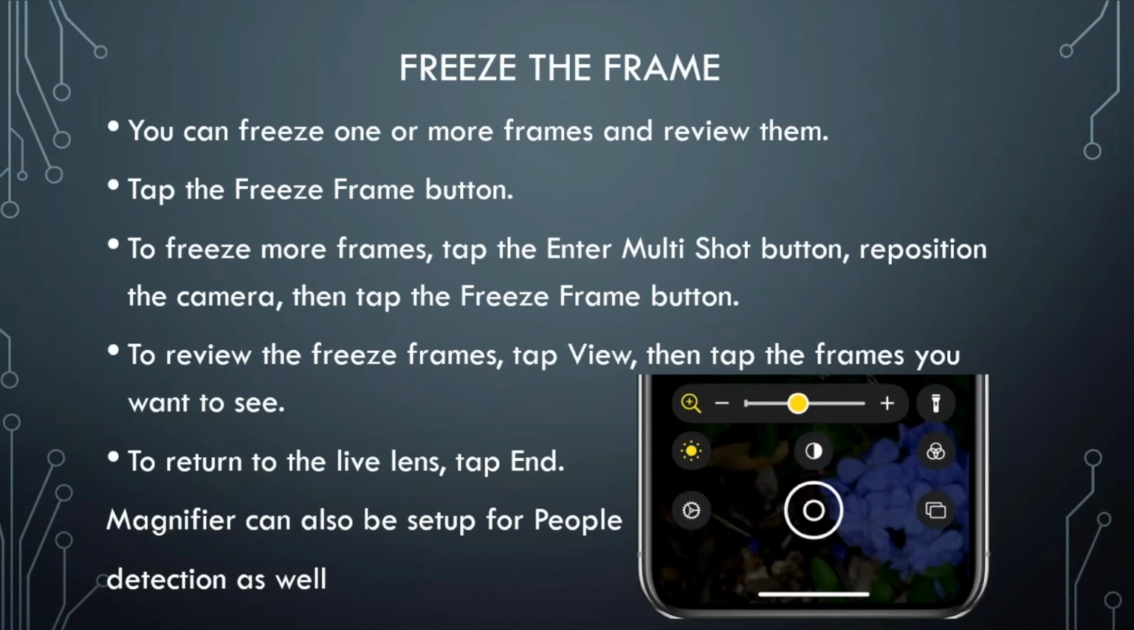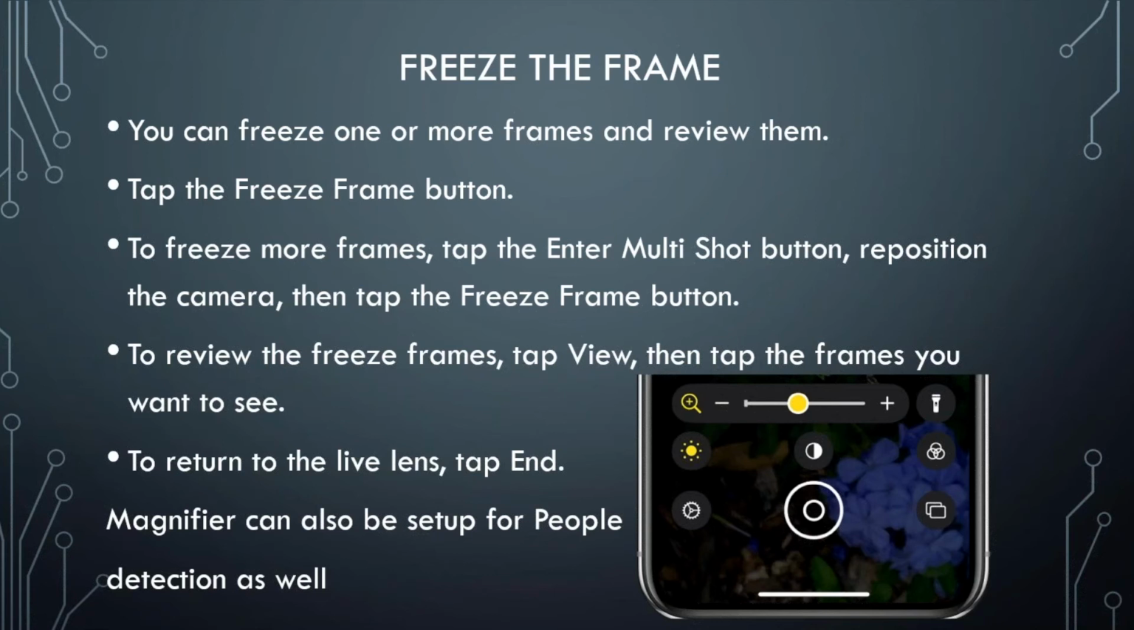So if you do need to, for example, review an item, you don't want to sit there holding it over the item itself for a prolonged period of time. You can actually freeze a frame. That would be the center button here. So you'd click on that freeze frame button. It's similar to taking a picture, but it does not actually store the picture. It just simply freezes the frame, similar to what a lot of handheld magnifiers do.